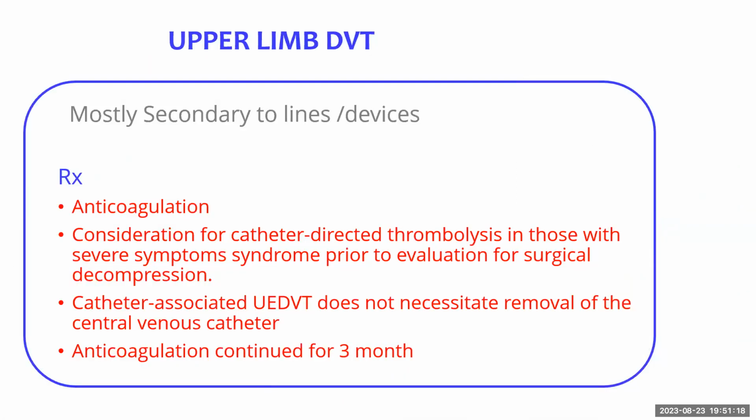Now, upper limb DVT is another thing which occurs, and it is not so uncommon, mostly secondary to lines and devices. And the treatment is anticoagulation, and consider catheter-directed thrombolysis before considering any surgical decompression. Catheter-associated DVT does not necessitate removal of the central venous catheter, provided you go in for some kind of treatment modality, and anticoagulation should be continued for 3 months.